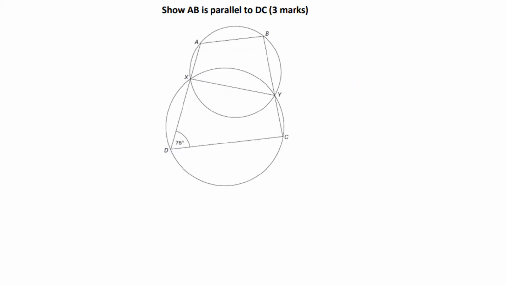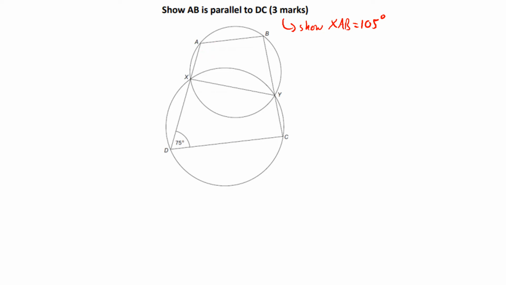Okay, let's carry on. So here's another one. We're trying to show AB is parallel to DC. Now have a think about what that would mean. If AB and DC were parallel, then I think we want to use a parallel line angle, and we could probably say that this angle here would have to be 180 take away 75, would have to be 105. So if we can show that XAB equals 105, then that'll be enough to show that they're parallel, because then that's a co-interior supplementary angle, whatever we want to call it. They'll add up to 180, and so they must be parallel.